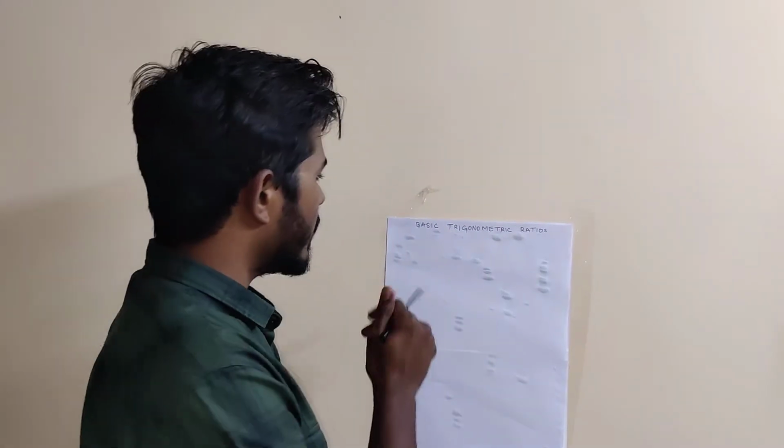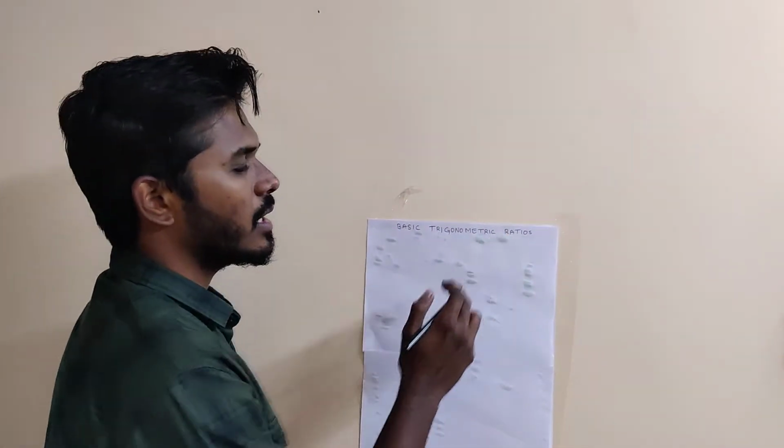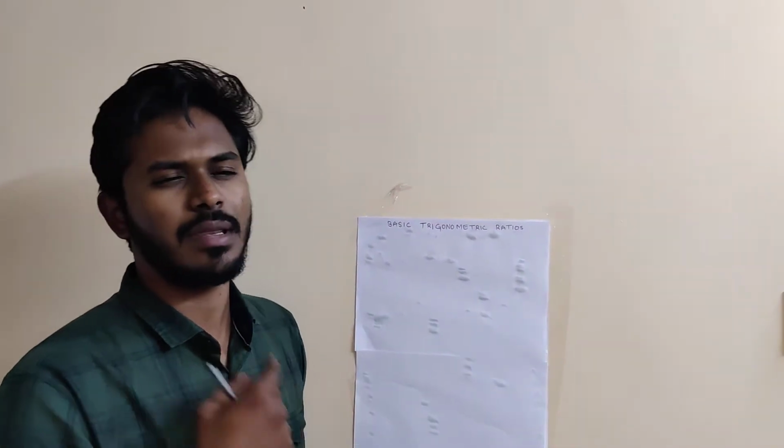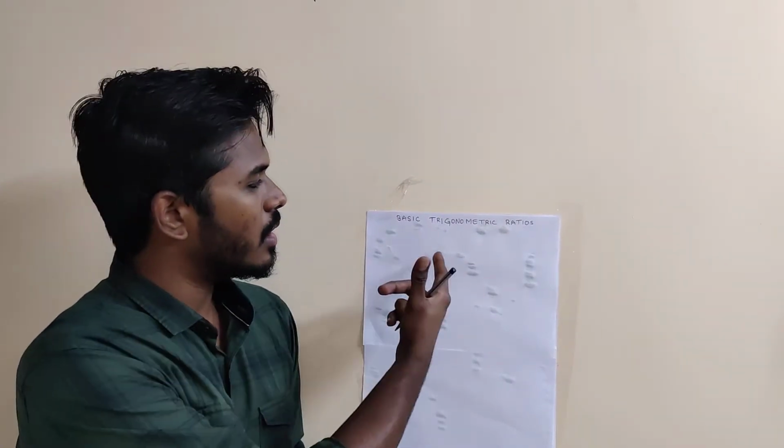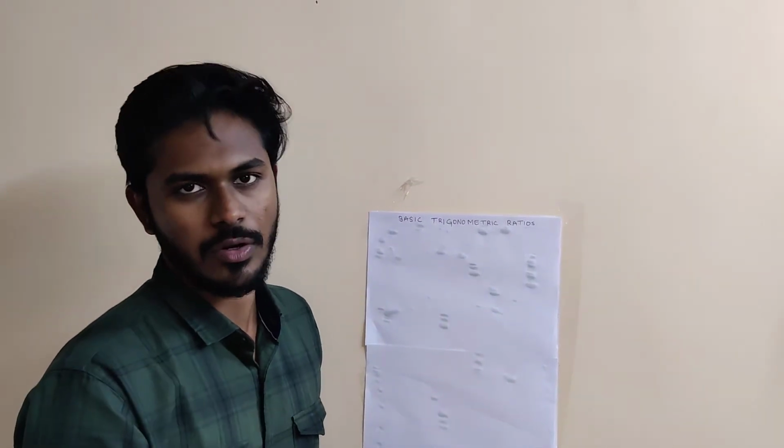So whenever we hear the term trigonometry, we all feel nervous. I'll take 5 to 7 minutes of your time and I'll make you feel comfortable when you hear the word trigonometry. So today we'll discuss the basic trigonometric ratios. These are the basic steps, the first step if you start to learn about trigonometry.